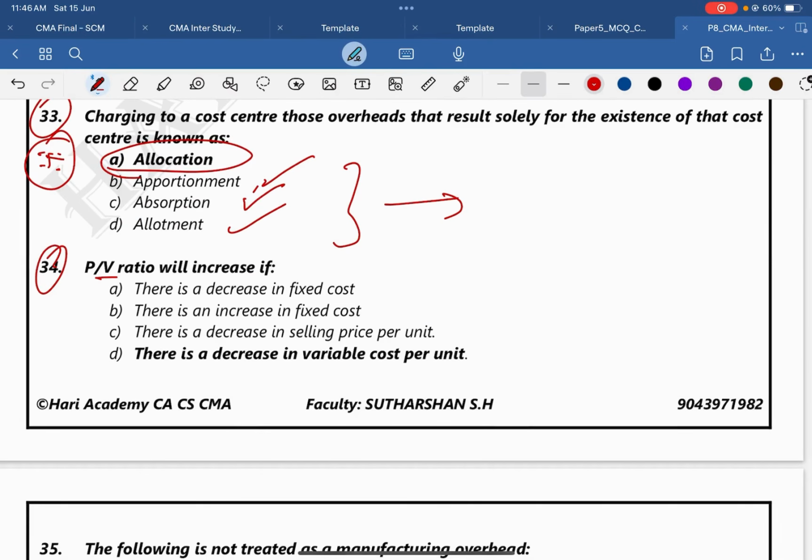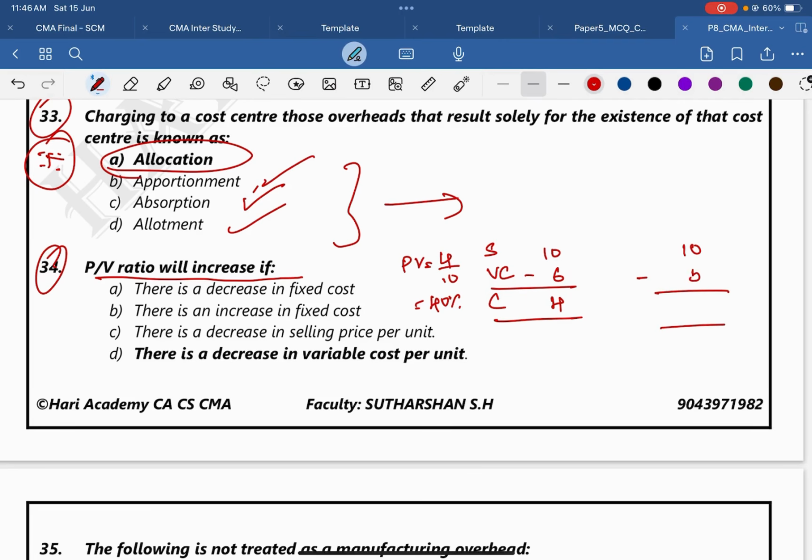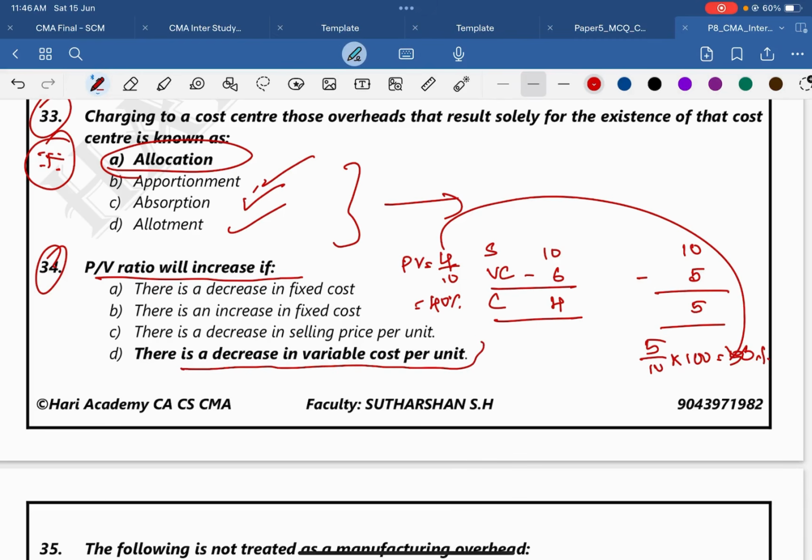Then 34. PV ratio will increase if, let's say, I take a very simple 10 rupees as sales, and 6 rupees is my variable cost. Contribution is 4. So PV ratio is 4 by 10, which is 40%. Selling price remains the same. I need more contribution, so I reduce my variable cost by 1. Then it becomes 5. 5 by 10 into 100 becomes 50%. Then PV ratio has increased. So if there is a decrease in the variable cost per unit, your PV ratio will increase.